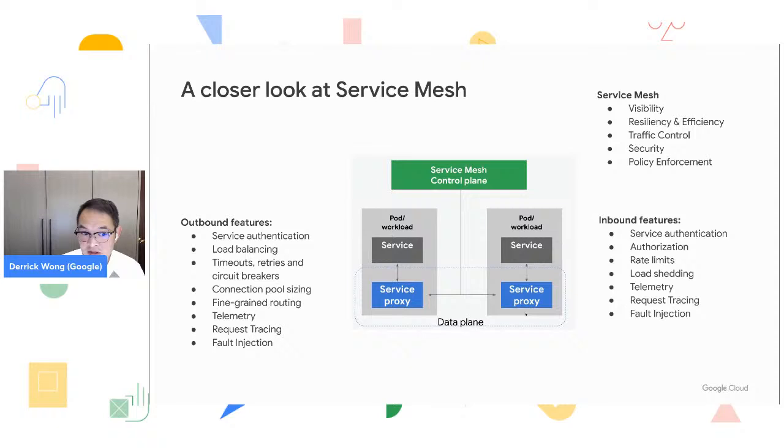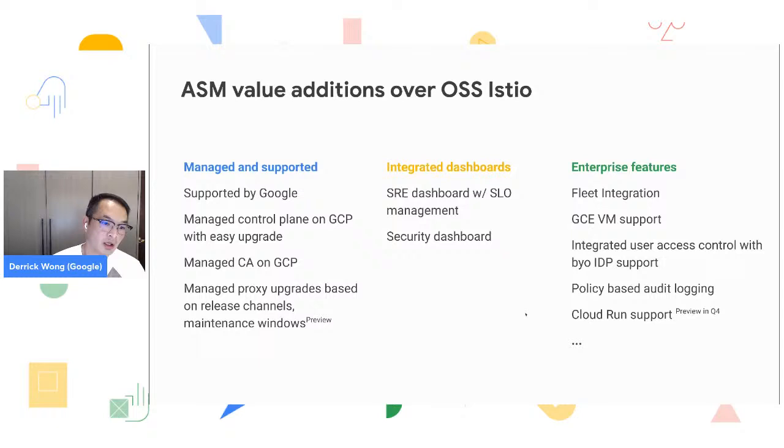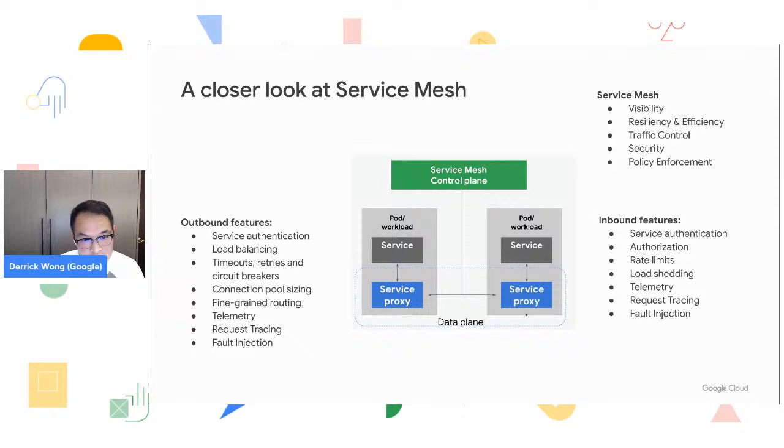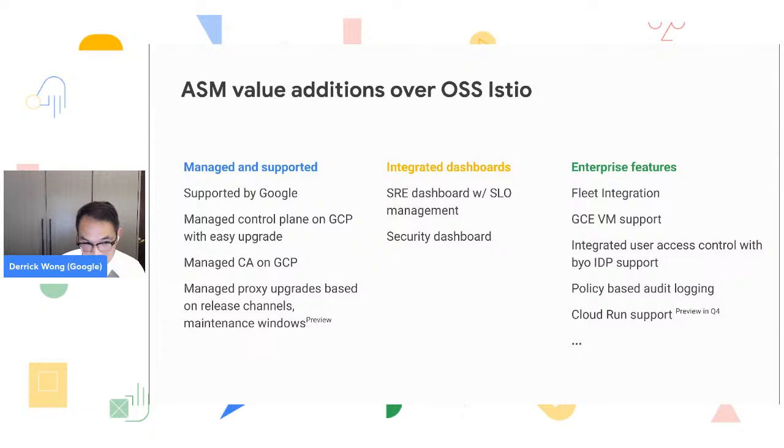You can imagine if you need to upgrade the Istio version. If you use the open source Istio, you need to do it by yourself. If you use the managed control plane from Anthos Service Mesh, it is managed by Google, obviously. The certificate authority is also managed by Google. If you use open source Istio, you need to have your own CA set up, and then you need to manage the cert rotation, key rotation, etc. Right? But in Google, it is managed. There is a managed CA that you can use, so you don't need to worry about the cert rotation.